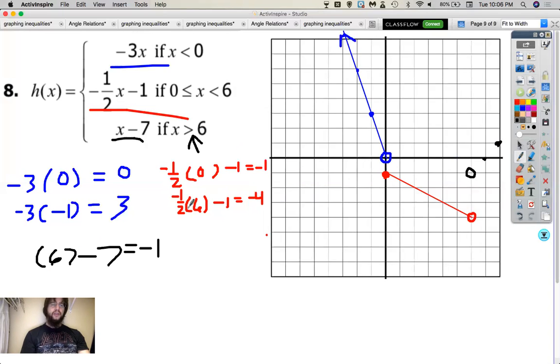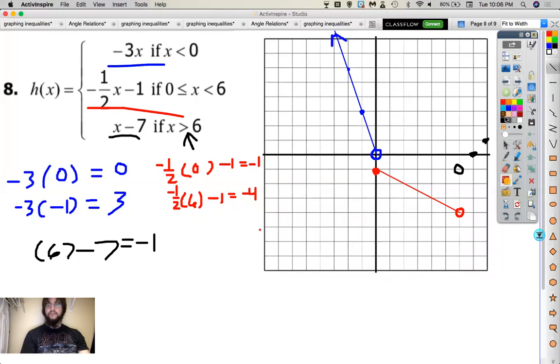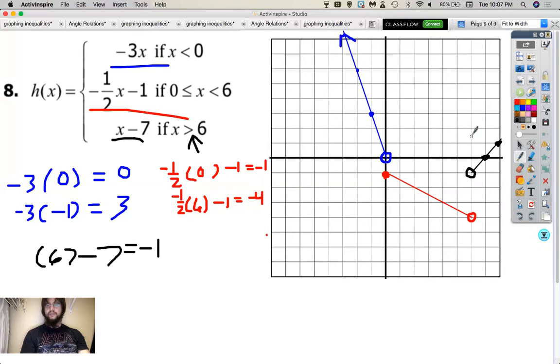Or of course you could have just plugged in another number. How about 7? 7 minus 7 is 0. Hey, look, there it is. 0. Glad I did this one. It's got an arrow going off over there too. Okay.